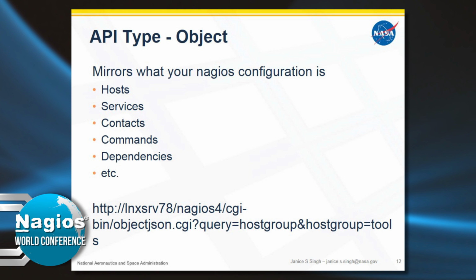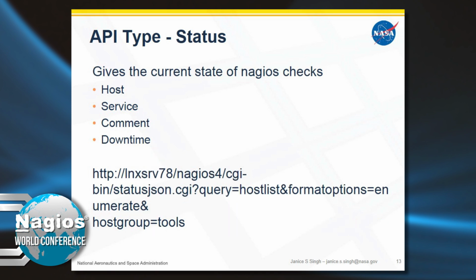And then this is for the object JSON API. This will give you pretty much whatever is in your Nagios configuration. If it's in there, you can get it through the object JSON: hosts, services, contacts, however you've set up Nagios. This example is the one I showed you the JSON for earlier. It shows you all the hosts in the host group called tools. And then the status API does what you would expect it to.